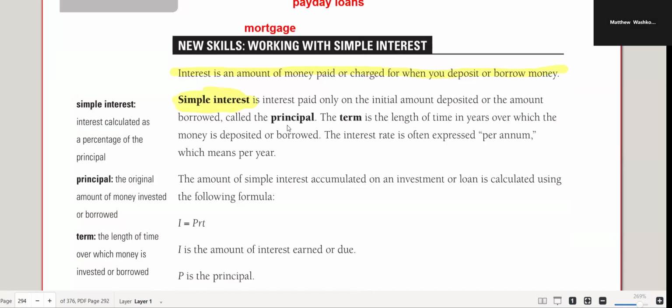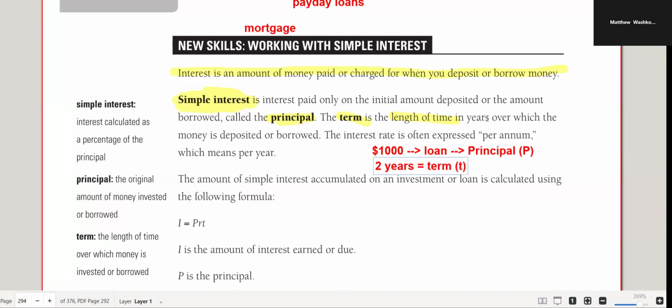But what you do need to know is the term principal, right? If I do a $1,000 loan, that is the principal, which we say is P. The term is the length of time. So maybe it's for 2 years. That is the term, and we say that's T.